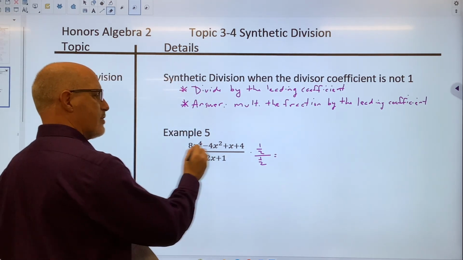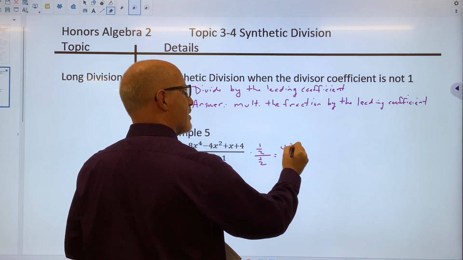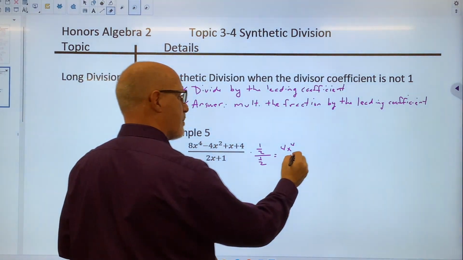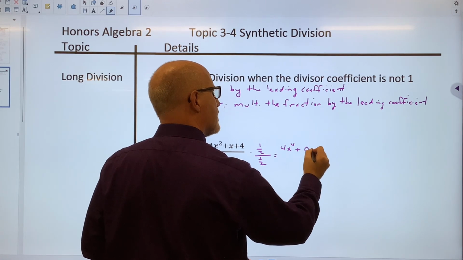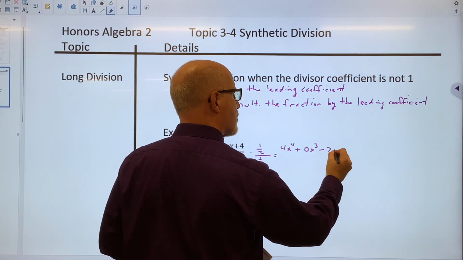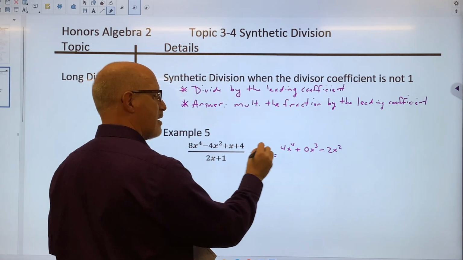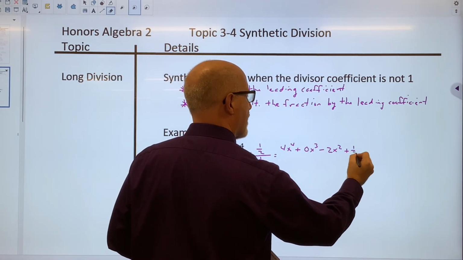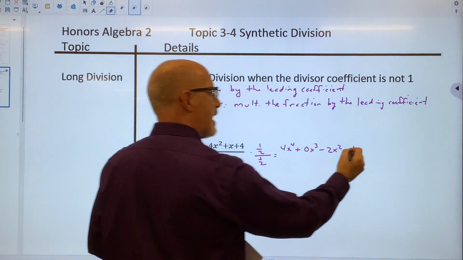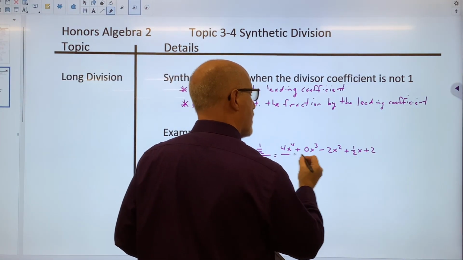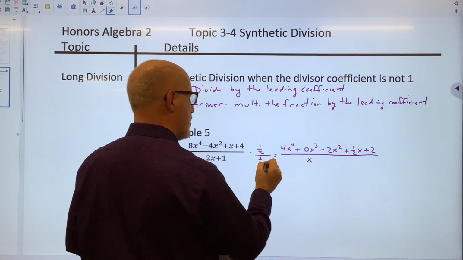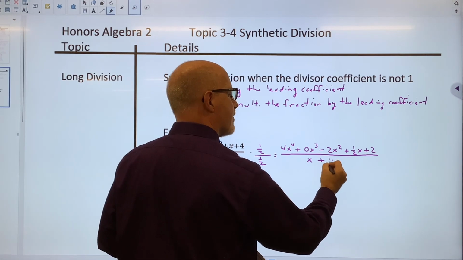So what you get here is 4x to the fourth minus, notice there's no x cubed term, so I'm going to have plus 0x cubed. Then minus 4x squared times a half is minus 2x squared. X times a half is plus a half x. Notice that we might have fractions involved in the problem as a result, and 4 times a half is plus 2. All over 1/2 times 2x gives me just an x. 1/2 times 1 is plus 1/2.